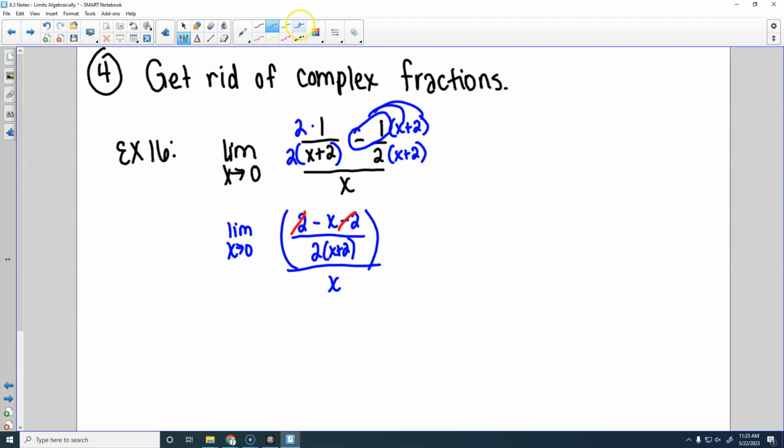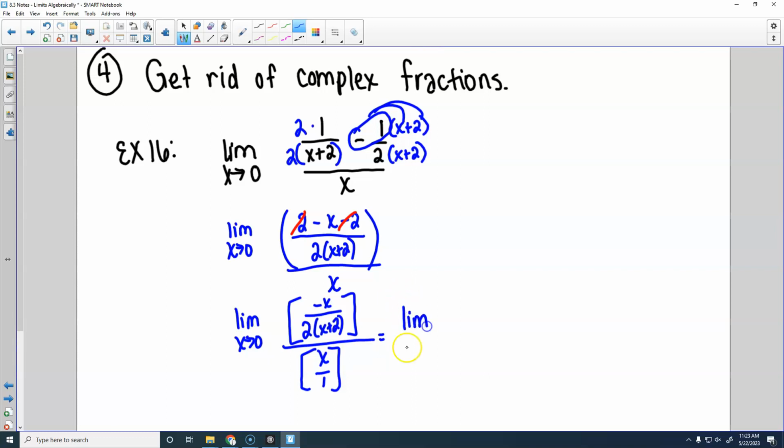So that leaves you with negative x over 2 times x plus 2. I would not multiply that denominator back together. And I'm going to make the denominator here x over 1. Now, at this point, dividing fractions is easy as pie. You're going to flip the second and multiply.